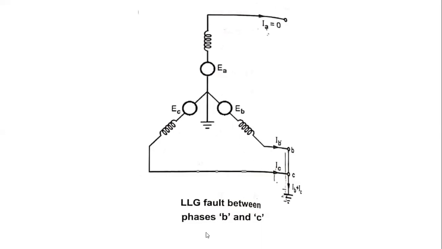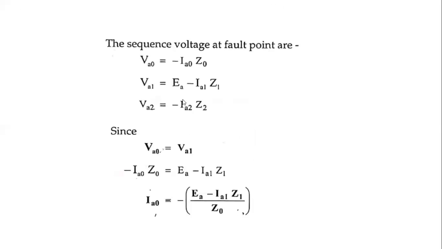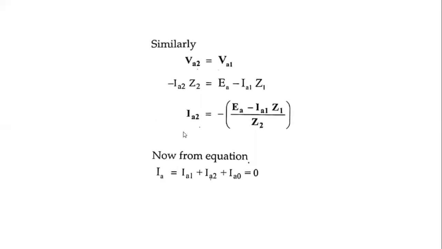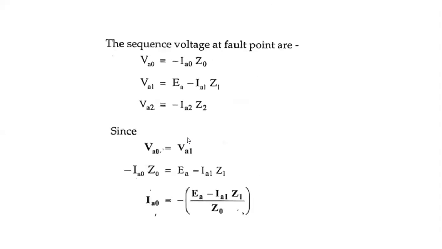This is the diagram for a double line to ground fault between the B and C phases. Therefore, we are writing the sequence voltages at the fault point. What are the voltage formulas? These are the fixed formulas: VA0 is equal to minus IA0 into Z0, VA1 is equal to A minus IA1 into Z1, and VA2 is equal to minus IA2 into Z2.